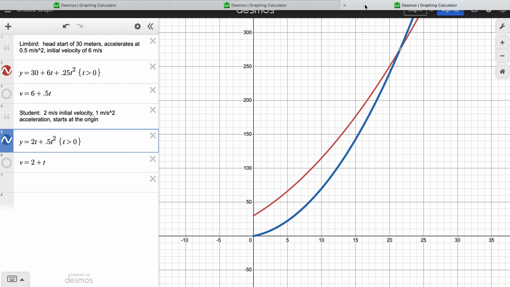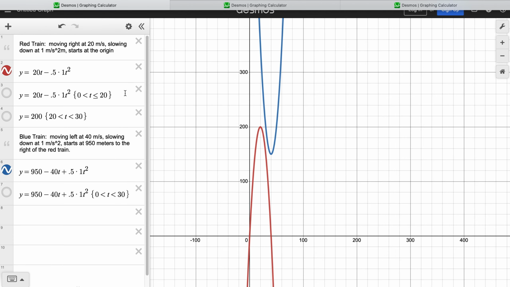This one, when we were both just running in the same direction and both speeding up, well, then everything was kind of positive. Okay, so now let's look at the difference in the question we did in class.